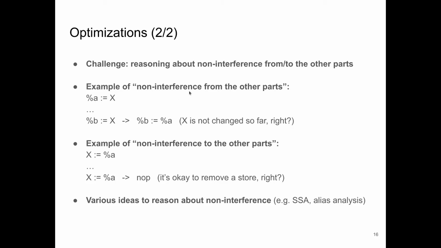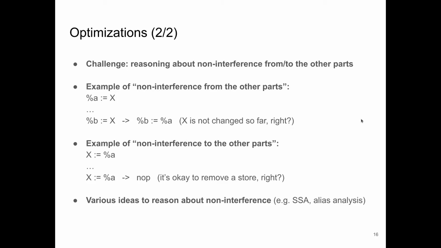Then we may be able to change B equals X to B equals A, because A is already the result of the load operation. But before performing this optimization, you should analyze that in this code, between the reading from X to A and reading from X to B, this code does not change the contents of X. If here you're assigning some value to X, then this optimization will be incorrect because the value of X can be changed. So before performing this optimization, we need to reason that the other part of the program, here between A and B, is not interfering with the value of X.